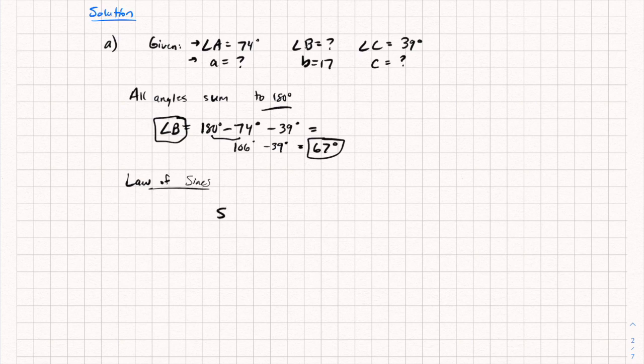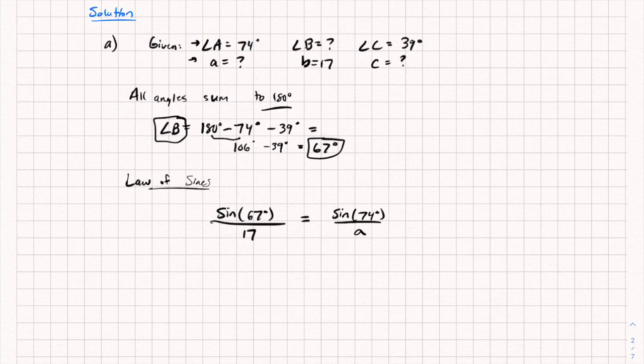All right, so I'm going to set it up. So sine of angle B is 67 over little b, which is 17. This is going to be equal to, let's find little a first, sine of 74 over little a. And now I'm going to solve for little a. Now, this technique you've seen before.